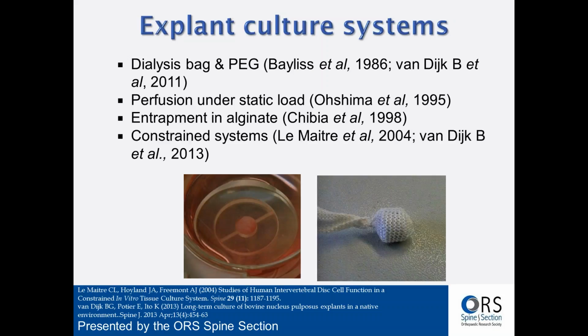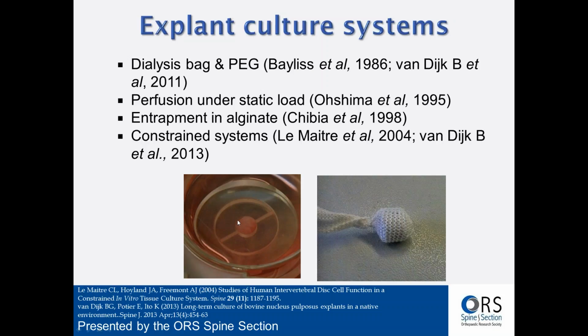And then more recently, a couple of different constrained systems have been developed. One that I developed while I was at Manchester University uses a semi-constrained ring culture system, where we maintain an explant culture within a perspex ring that prevents swelling sideways, which actually reduces the swelling vertically as well. And then more recently, an artificial annulus type model by Van Dyke in 2013, which again prevents swelling of the tissue and maintains the viability and phenotype.